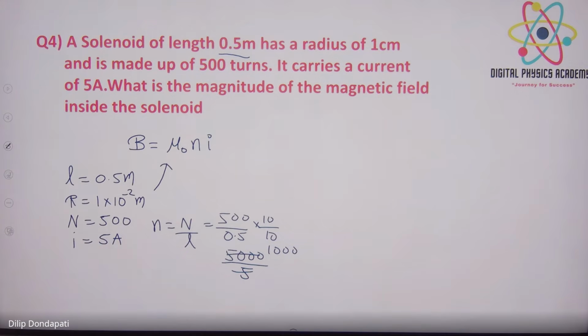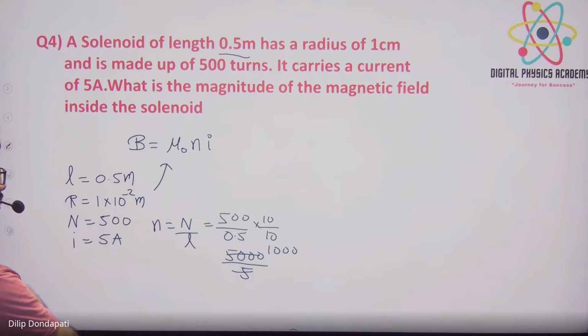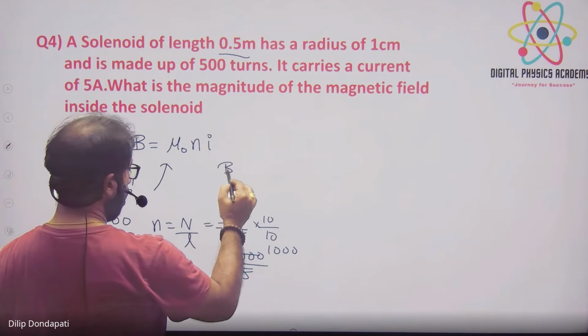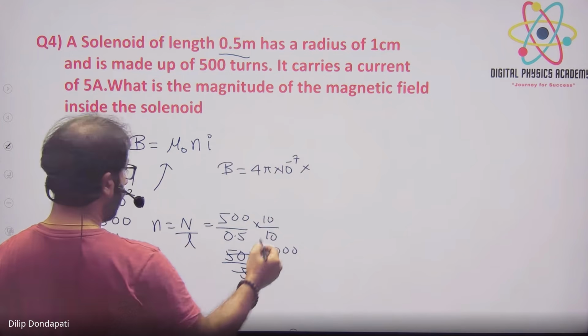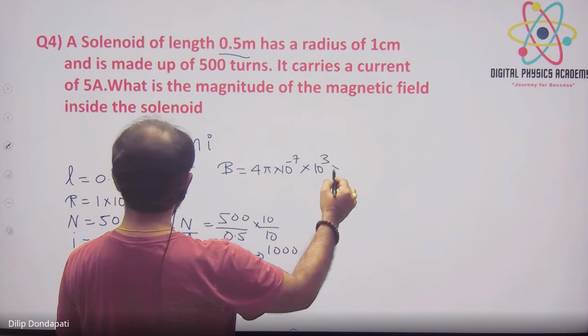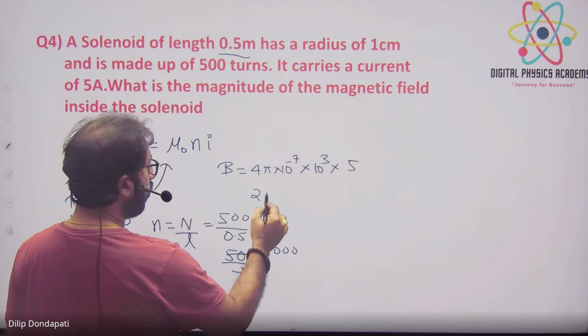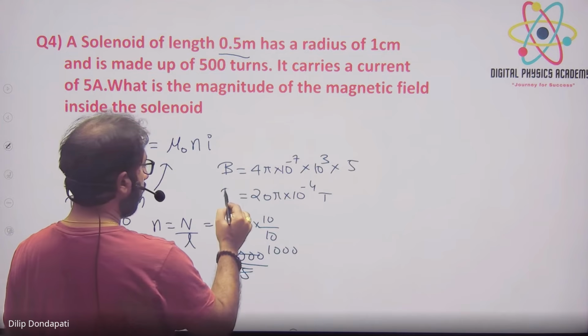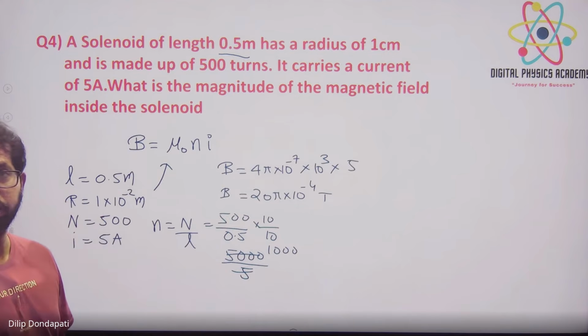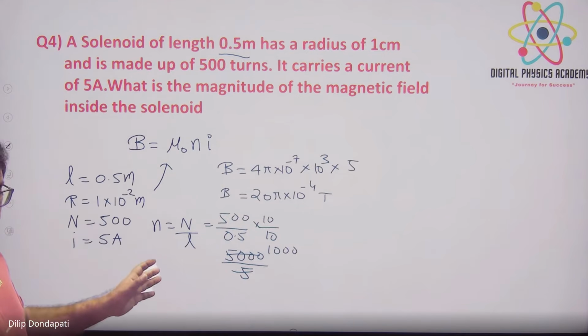So total small n is 1000. Now substitute. So 6.28 into 10 power minus 3 plus... Okay, B is equal to mu naught n I. Mu naught is 4 pi into 10 power of minus 7, into number of turns 1000, that is 10 cube, into I, which is 5. So it is 20 pi into 10 power of minus 4 Tesla. If you want, you can simplify further, taking 3.14 and solving. Understood? Okay, let's go.